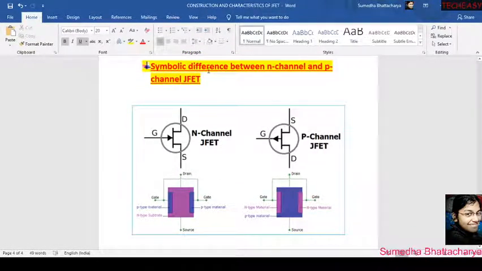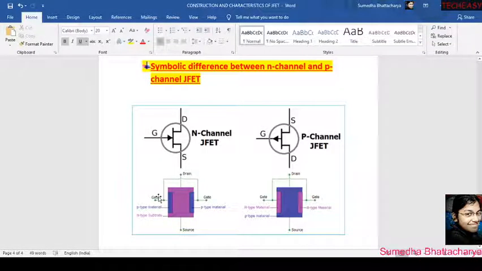Now the symbolic difference between N channel and P channel JFET. Look carefully. In case of N channel JFET, the arrow is inwards. In case of P channel JFET, the arrow is outwards. Now the question is how to remember. It sometimes happens that in the examination hall or in the viva examination we are confused about how we can remember the direction of the arrow.